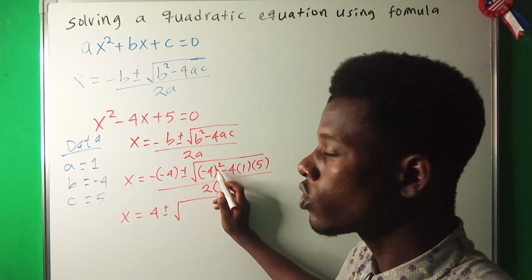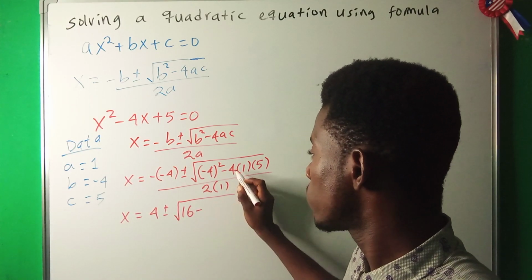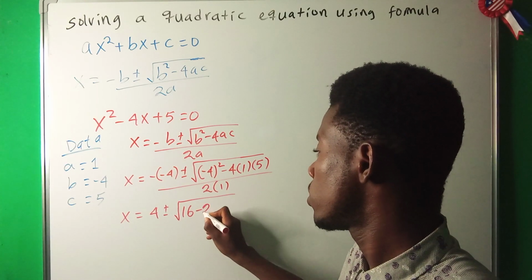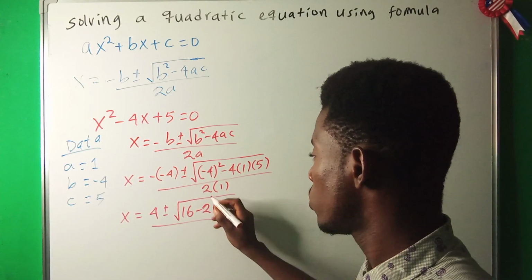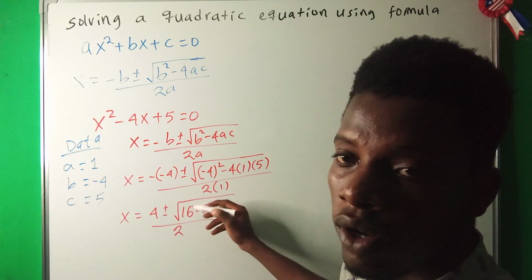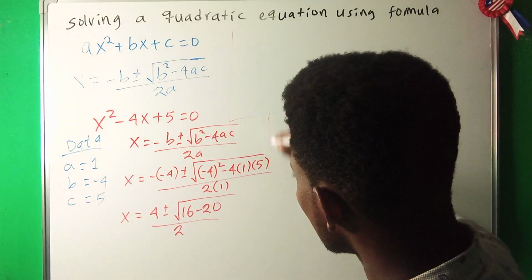Now this is negative 4 squared. Negative 4 squared is 16, minus 4 times 1, which is 4, times 5, which is 20. It's 20, all divided by 2 times 1, which is 2. So we have to work within this radical before doing anything else. So let's continue from right here.